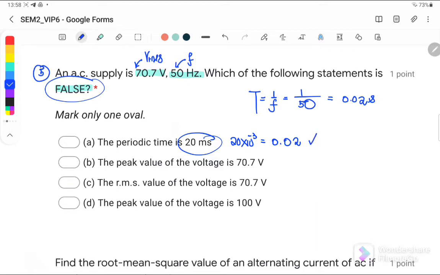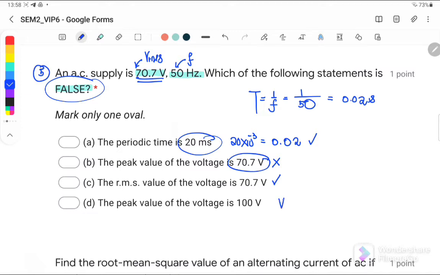B, the peak value of the voltage is 70.7. Actually 70.7 is VRMS, so B is wrong. Next, C, the RMS value of the voltage is 70.7. This is correct. D, the peak value of the voltage is 100.